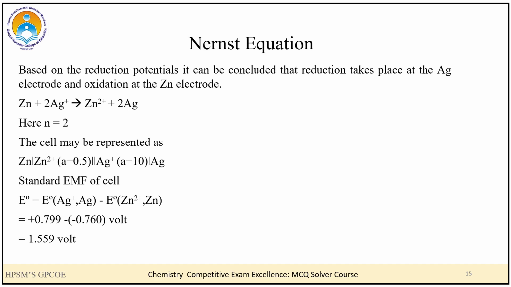Here n is equal to 2. The cell may be represented by Zn/Zn2+ separated by Ag+/Ag. Standard EMF of the cell is given by E naught equals E naught of the silver system minus E naught of the zinc system, which gives us a value of 1.559 volt.